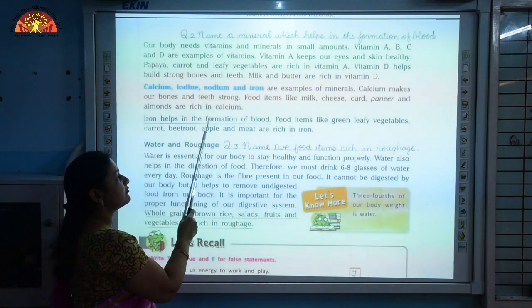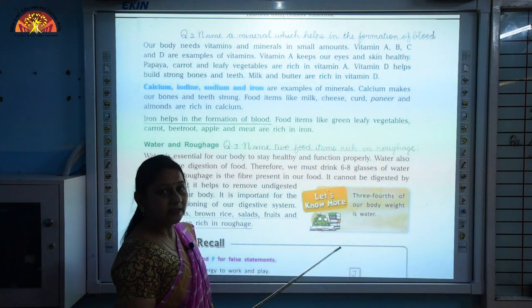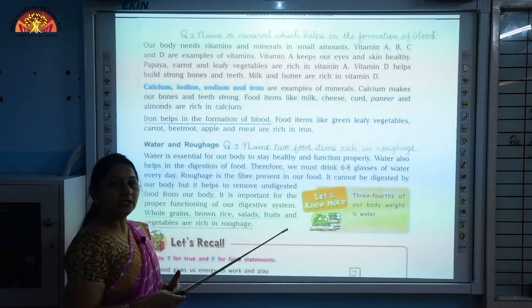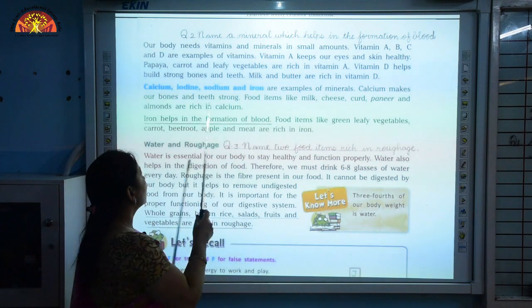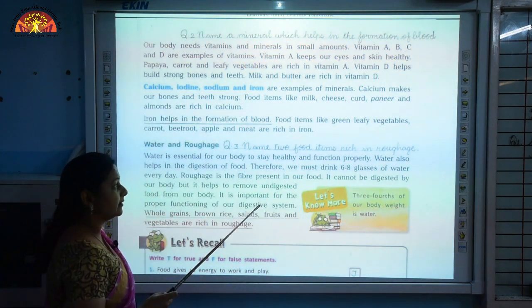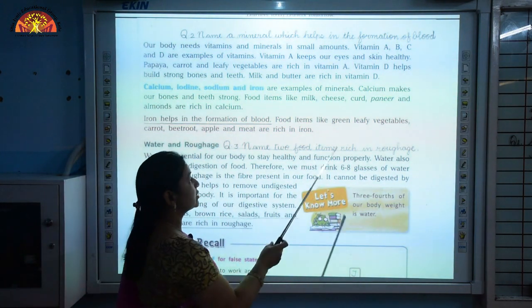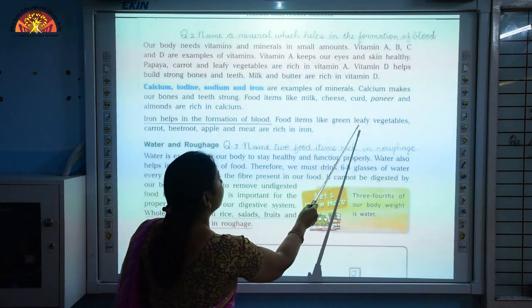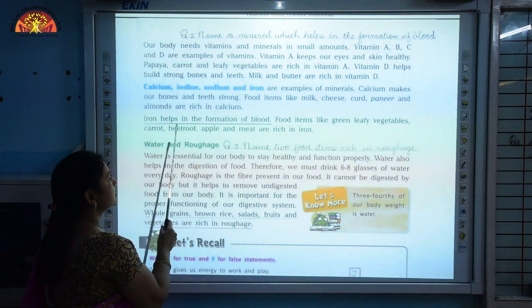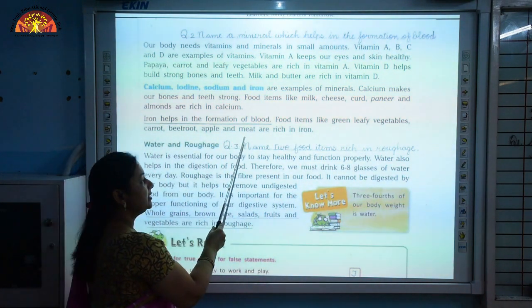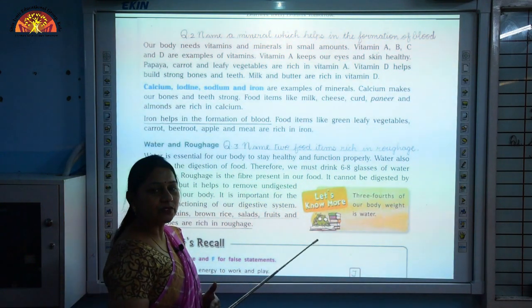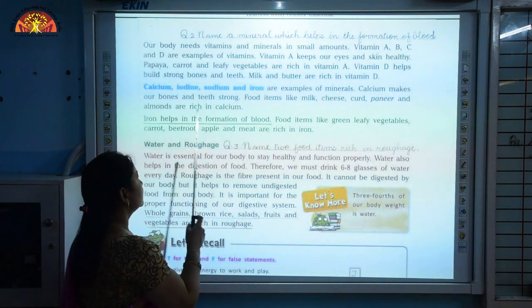You also need iron. This helps in the formation of our blood. Blood formation in our body is enhanced by the mineral iron. And what are the food items which provide us iron? Green leafy vegetables, carrot, beetroot, apple and meat. These are the food sources which provide iron to us.